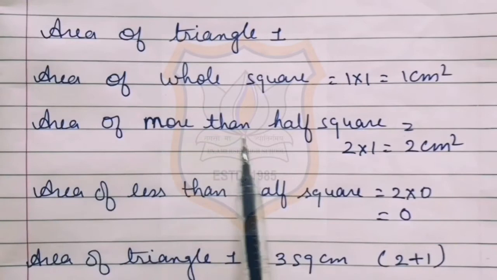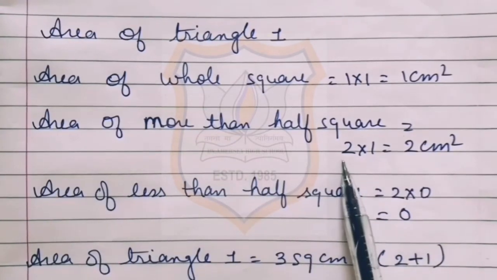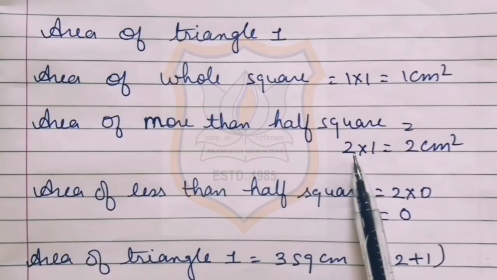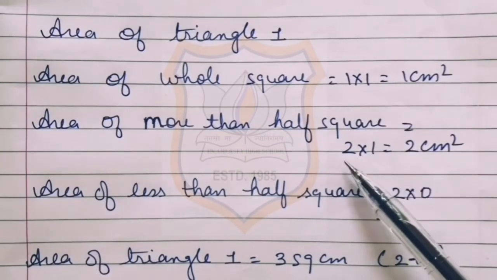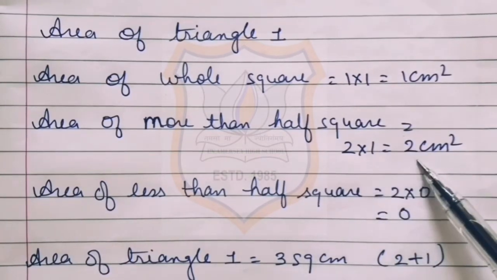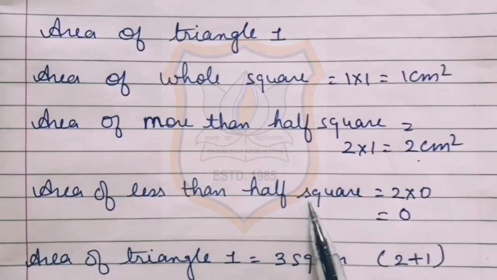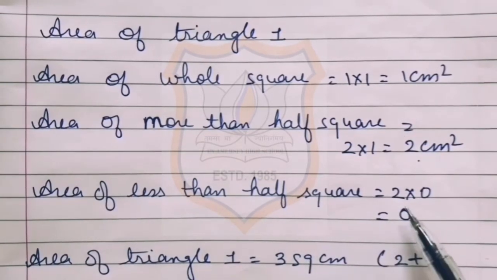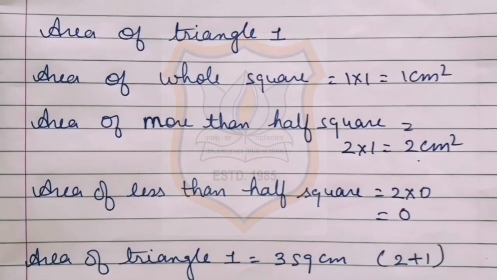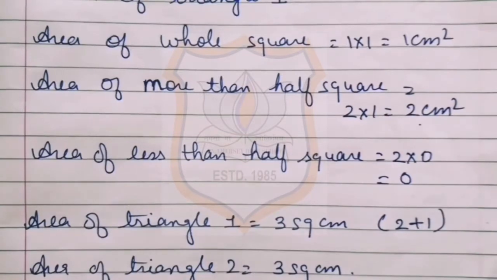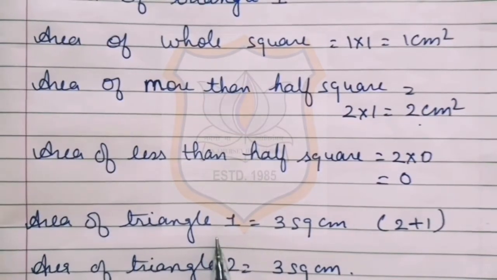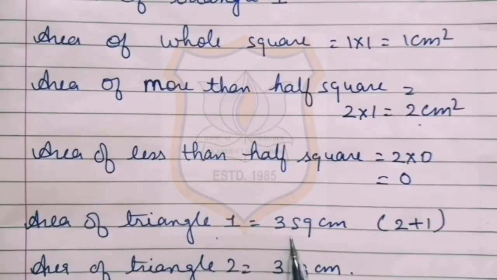Area of more than half squares, there were two more than half squares. So we will consider more than half squares as whole squares. So we will multiply 2 by 1, we will get 2 centimeter square. For less than half squares, there were two less than half squares and we have to ignore less than half squares. So we will multiply it by 0, 2 zeros is 0. So area of triangle 1 is 3 square centimeter.